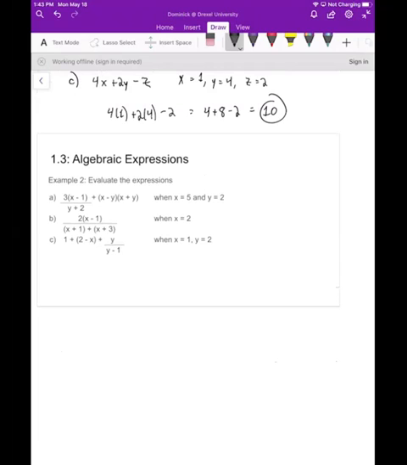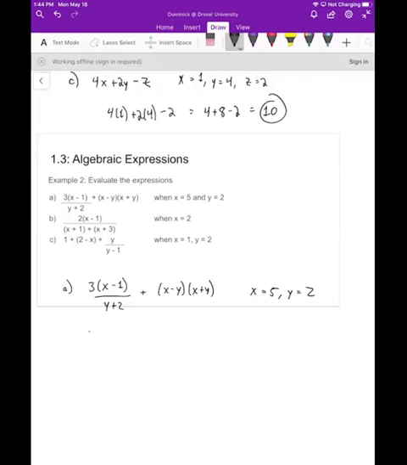Okay, so in part A, we have 3 times (x minus 1) over (y plus 2), plus (x minus y)(x plus y), and here we have x is 5 and y is 2. Now at this point you might be tempted to simplify or distribute first before we plug in the variables, and that's fine. But in this demonstration, I just want to say that we're just going to plug in the numbers and do it this way.